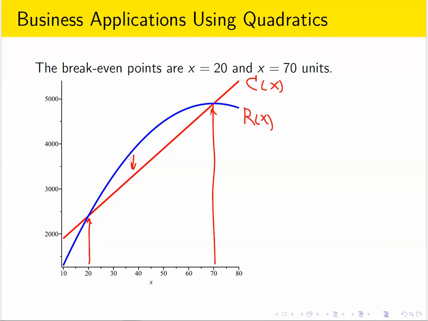In here, the revenue, the money you're collecting, is greater than your cost of production, which means in this region, you're actually earning a profit. And outside of this region, like over here, your cost is exceeding your revenue, so you're actually taking a loss. And the same thing's happening in this region, which means between the two break-even points of 20 and 70, if you produce and sell a number of units between 20 and 70, you will make some profit in this situation.